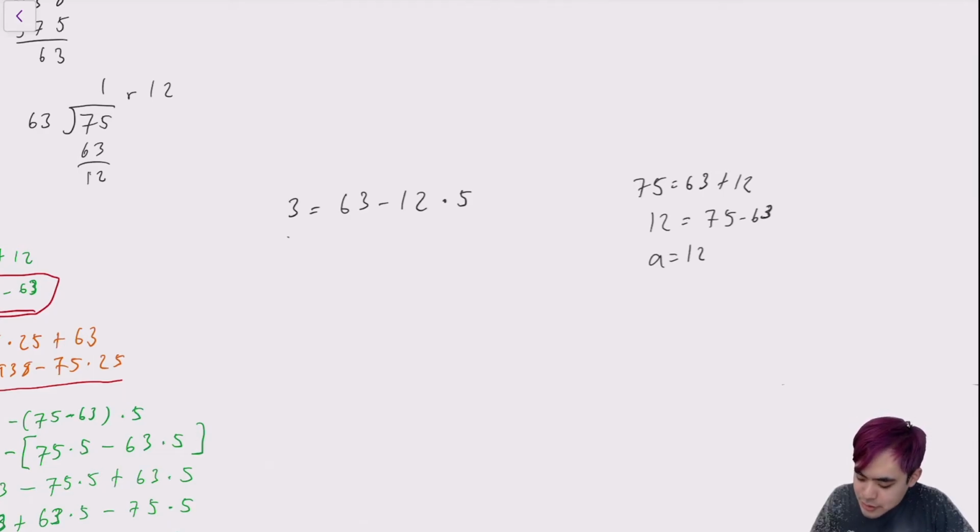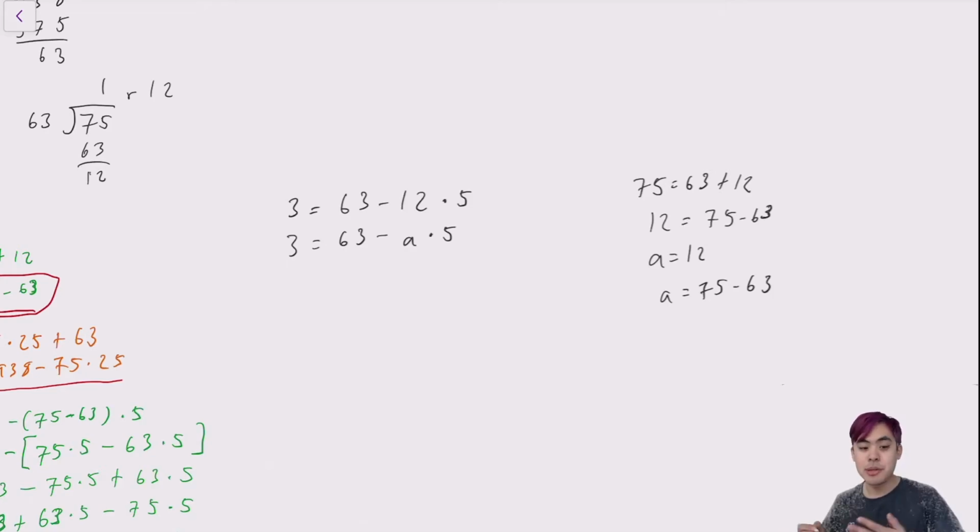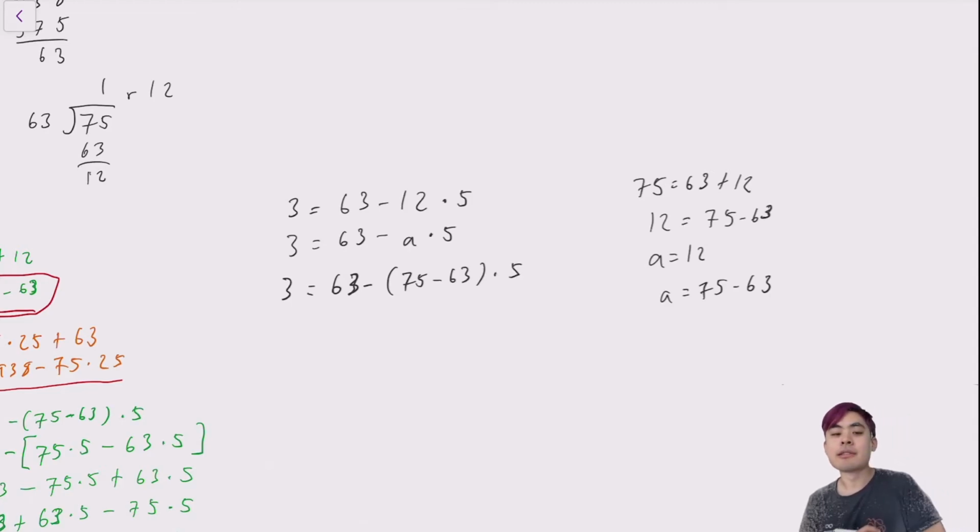So then you can rewrite this as 3 is equal to 63 minus a times 5, right? But if a is equal to 12, a is also equal to 75 minus 63. And so we can plug that in instead. And so 3 is equal to 63 minus 75 minus 63 times 5. Okay, did that answer your question?